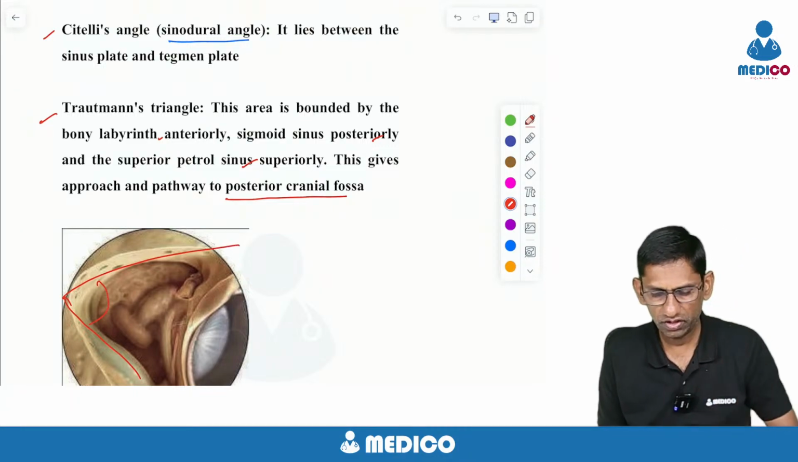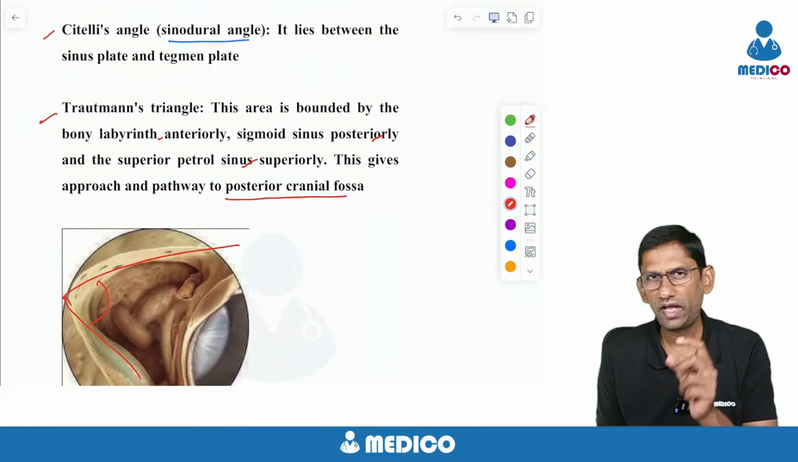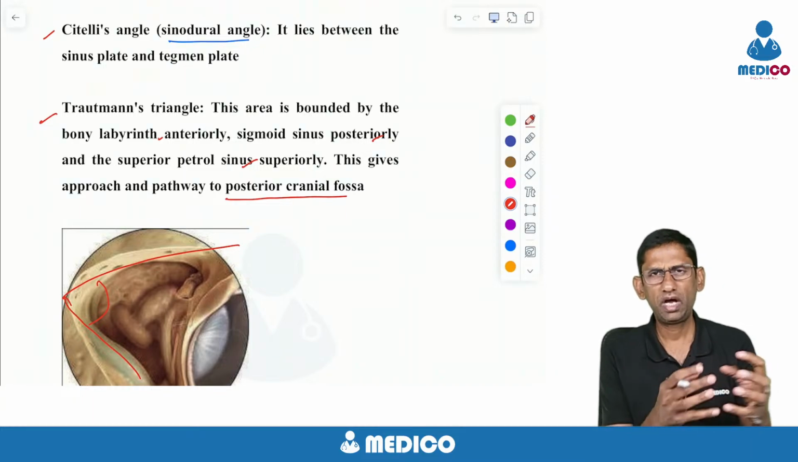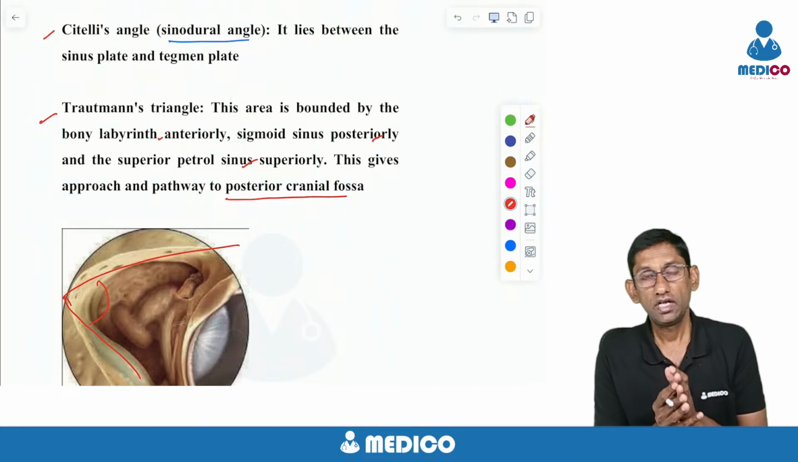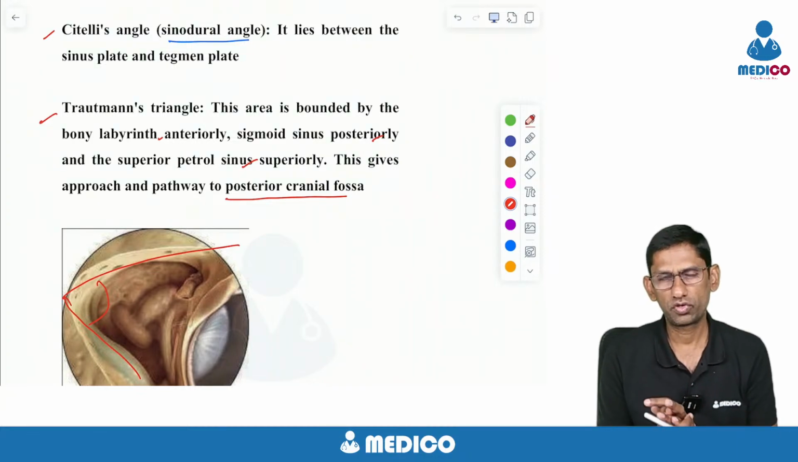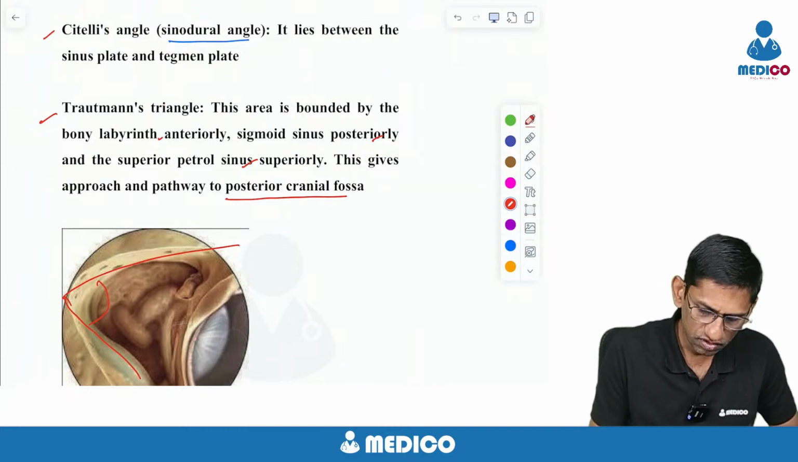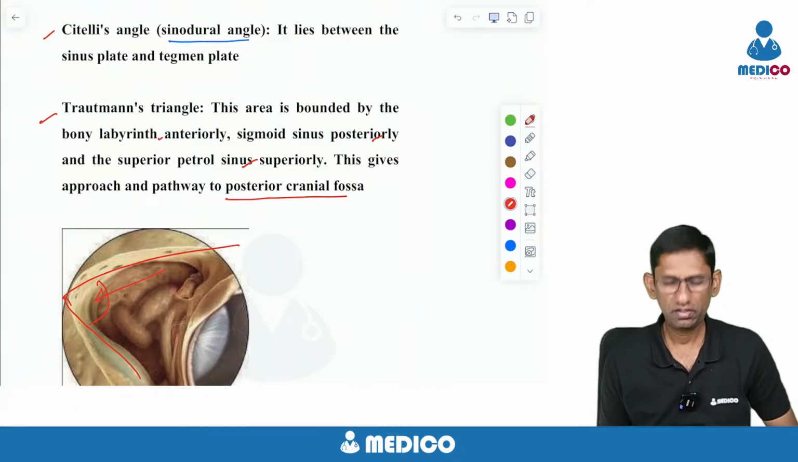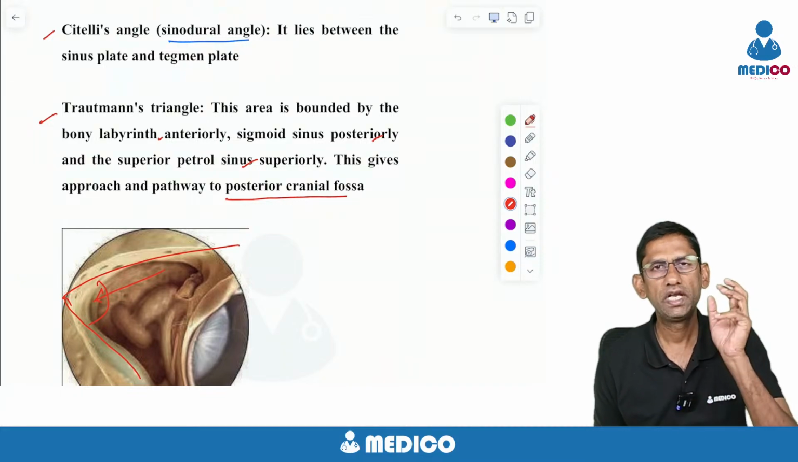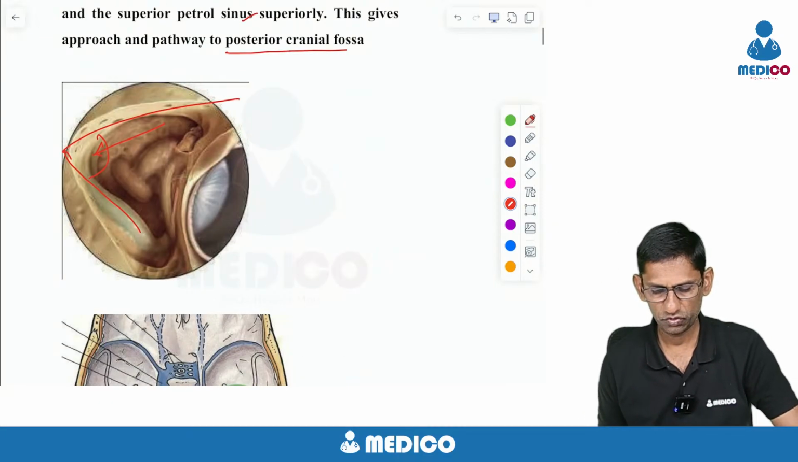And what is the significance of this Citelli's angle? Again, in the middle ear we have seen the sinus tympani is a hidden area for cholesteatoma. The cholesteatoma hides deep into the sinus tympani. Very keenly we have to explore that area to get rid of cholesteatoma. Likewise in the mastoid, the hidden area for cholesteatoma is the sinodural angle, Citelli's angle. So if you do not expose this area properly, you may leave behind the cholesteatoma that will lead on to residual and recurrent cholesteatoma. So this is very important.